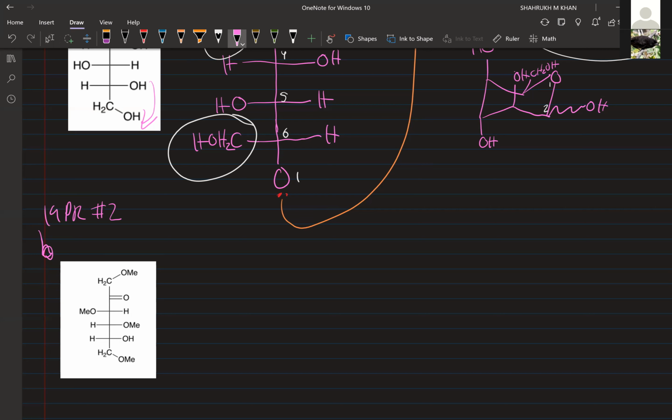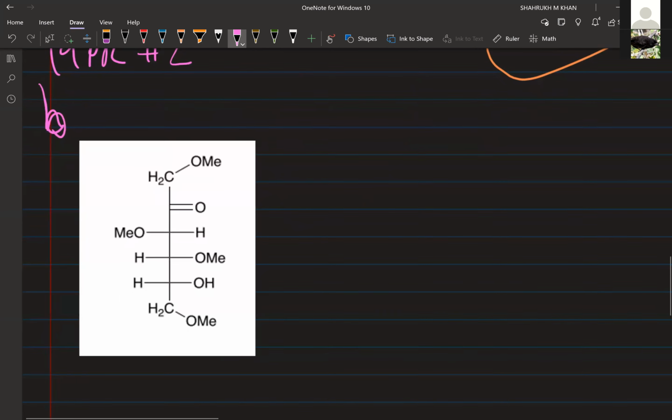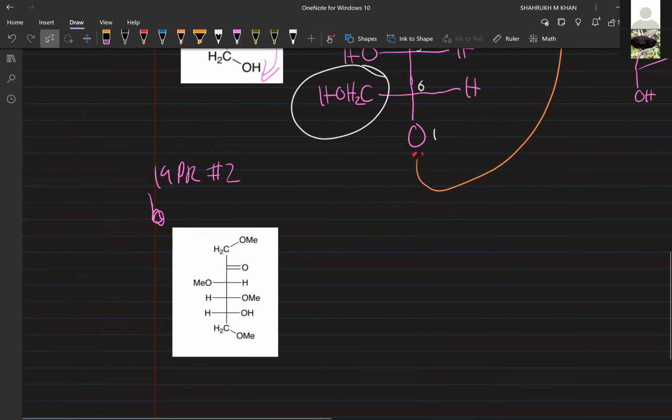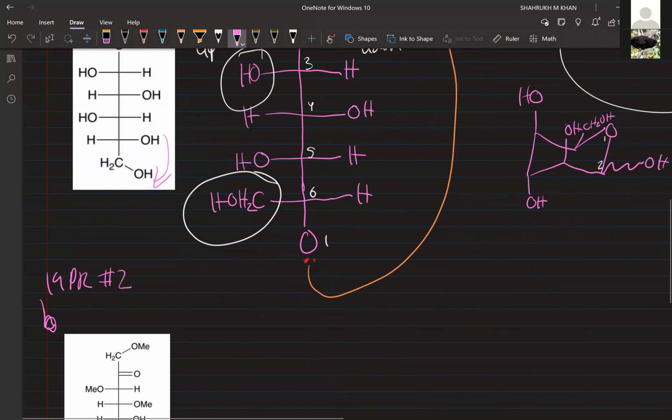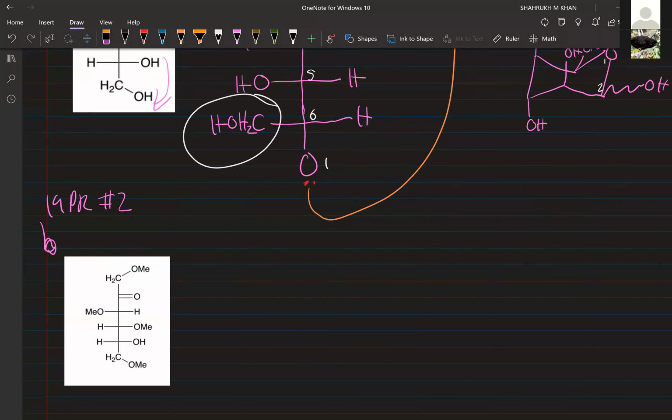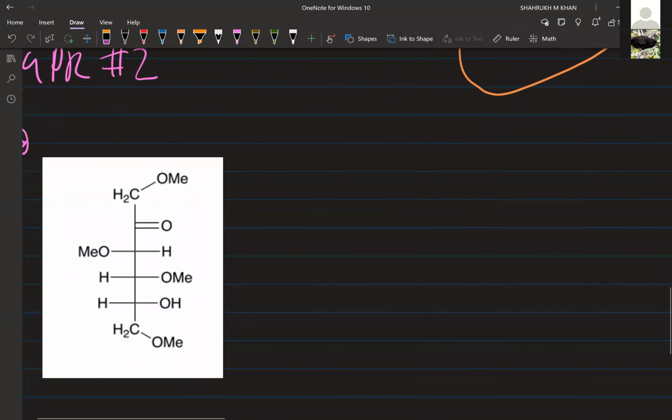Number 2, same problem. Now we have a ketose. These are called aldoses up here because the terminal carbonyl is an aldehyde. Here we technically have a ketone. Now this might be a little confusing because it's already methylated, but you could also think of this as it got methylated later. So you don't have to specifically say whether it's... what's it called?